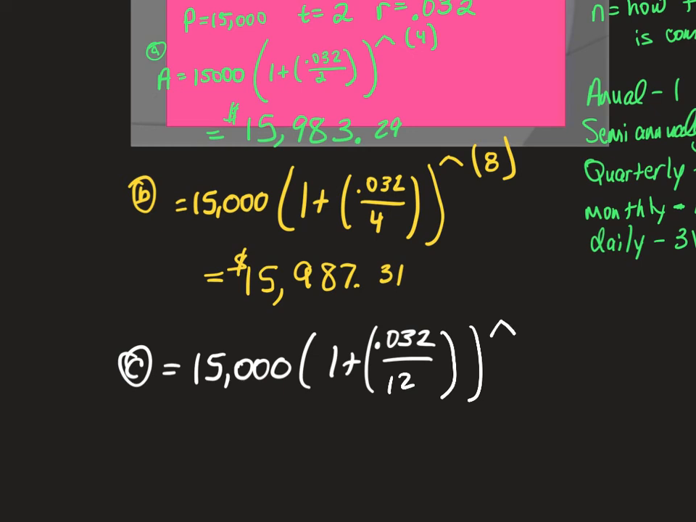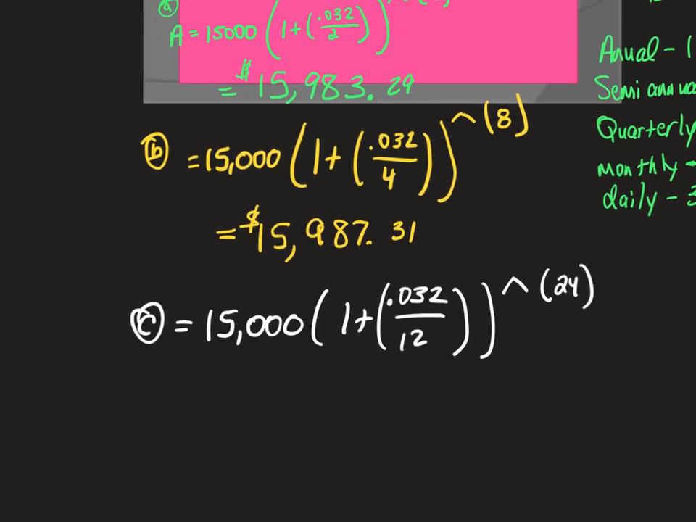So I'm going to raise that to the N times T. My N value was 12, my T is 2, so it's to the 24th power. I know that seems like, oh my gosh, to the 24th power. Well, think about the decimal point: 0.032 divided by 12 is going to be teeny tiny, so you should be, again, in the same ballpark. Good. 15,990.02.